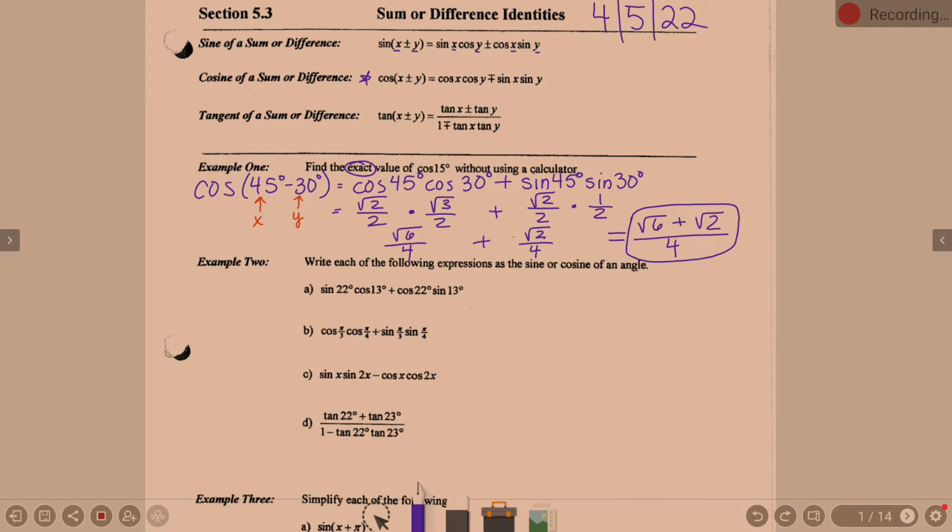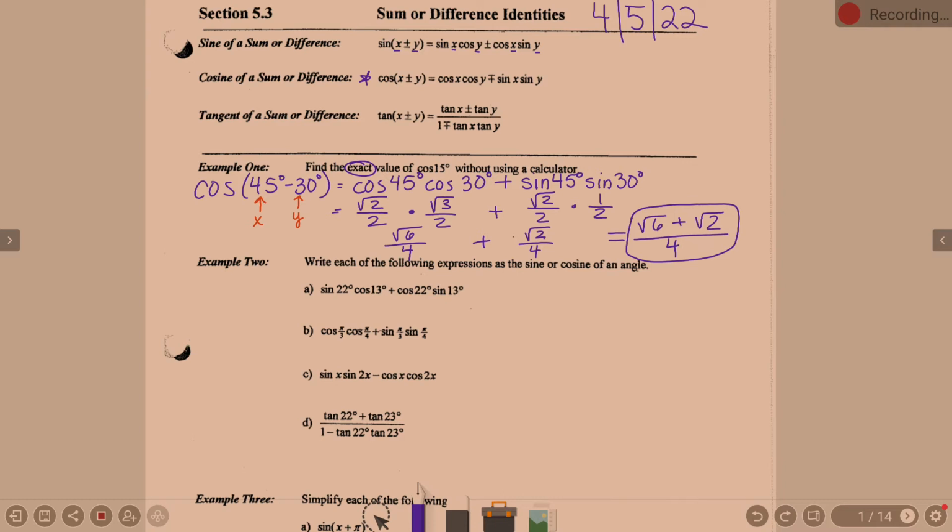Okay, well, what I want to show you guys, quick check. Do you believe that square root of 6 plus square root of 2 all over 4 is the cosine of 15 degrees? That's what it's supposed to be, right? So, do the math here. Square root of 6 plus square root of 2 all over 4 is equal to that lovely decimal 0.9659, and so on and so forth.